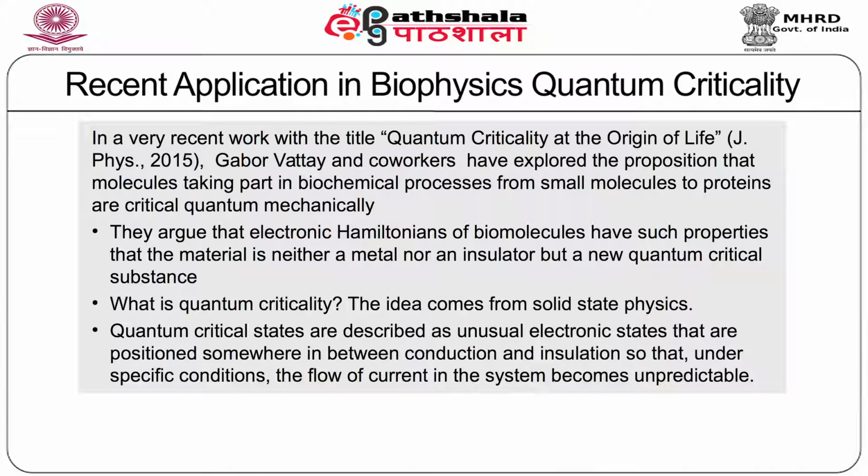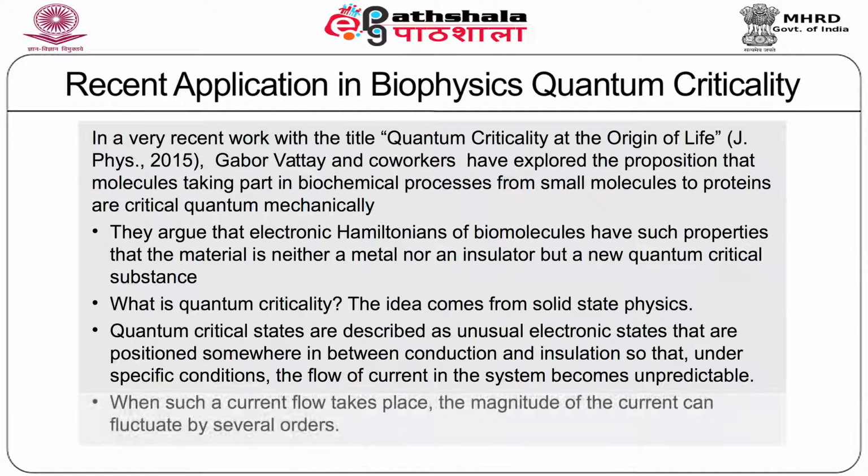Now, what is quantum criticality? The idea actually comes from solid-state physics. Quantum critical states are described as unusual electronic states that are positioned somewhere in between conduction and insulation so that under specific conditions, the flow of current in the system becomes unpredictable. When such a current flow takes place, the magnitude of the current can fluctuate by several orders.